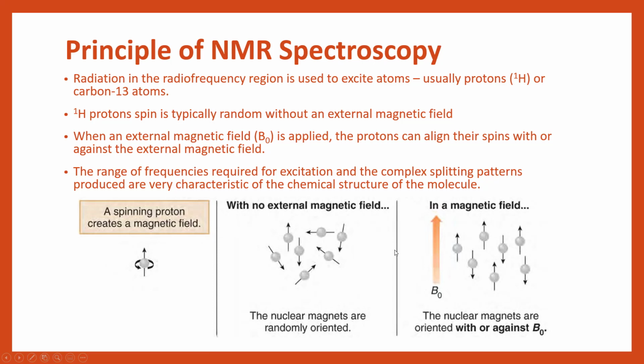And the range of frequencies that is required for the excitation of these protons is really characteristic of the chemical structure of the molecule. So NMR spectroscopy is actually the only technique that we've covered so far that will give us the exact detail of what is in a molecular structure and where. So we'll look at that a bit later on.